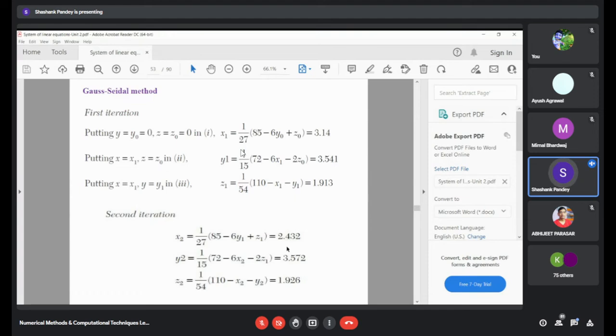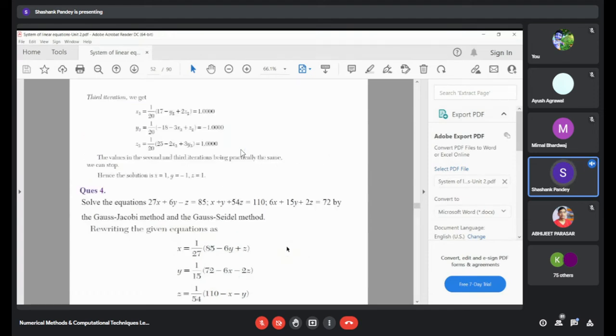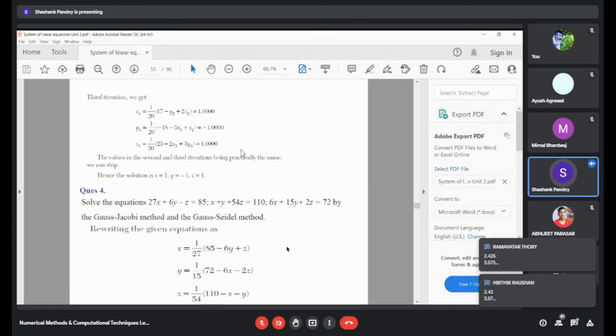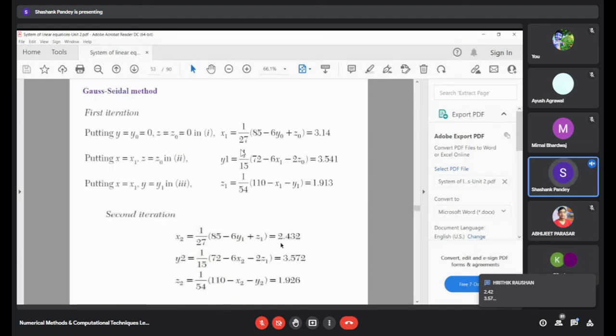Okay, so we are working for the exact solution for the problem. In the first iteration, if we substitute x equal to 0, y equal to 0, and z equal to 0, you will get 3.14, 3.541, and 1.191. These are the updated values. Again, we will substitute and compute the value of x2. Anyone wants to say something?